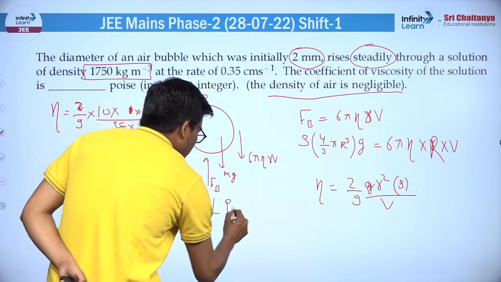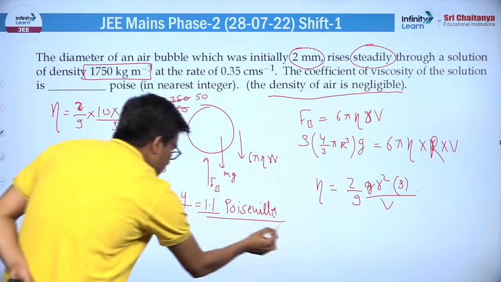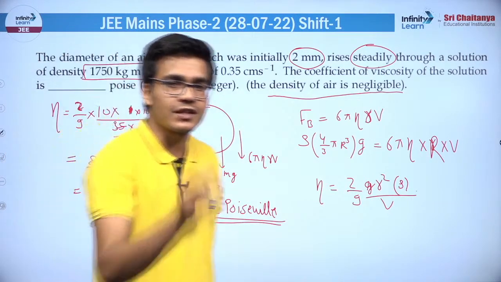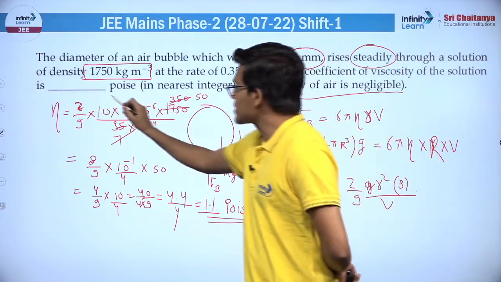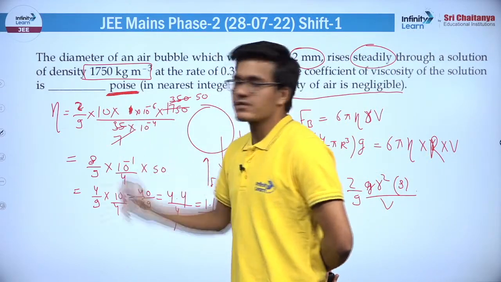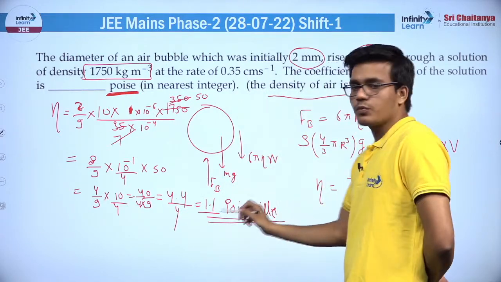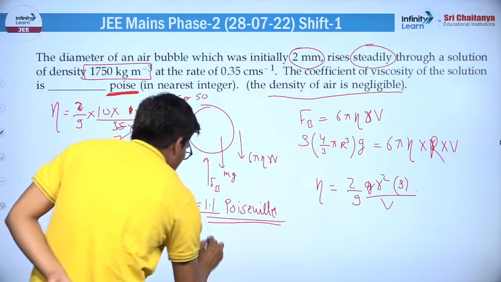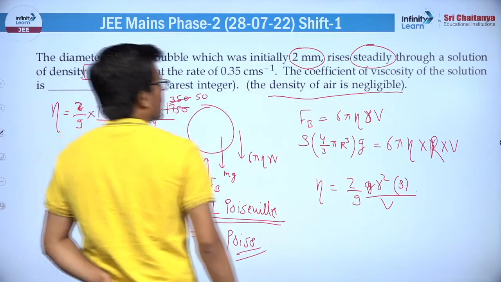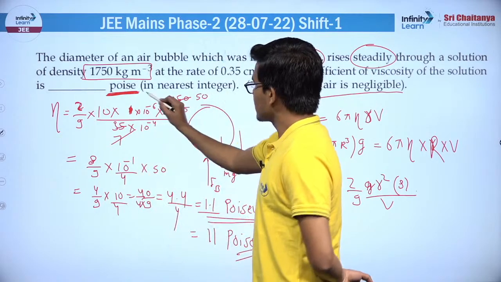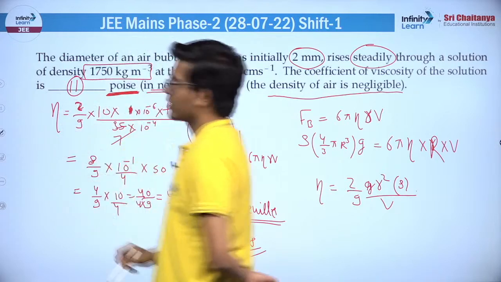And that will be in poiseuille, right? Because that is the SI unit of viscosity. And the important part, the mistake students have done, is in this part. This is poise, the CGS unit. And to convert poiseuille to poise, just multiply by 10, so you will have 11 poise. And you can see the nearest integer is asked, so 11 will be my final answer.